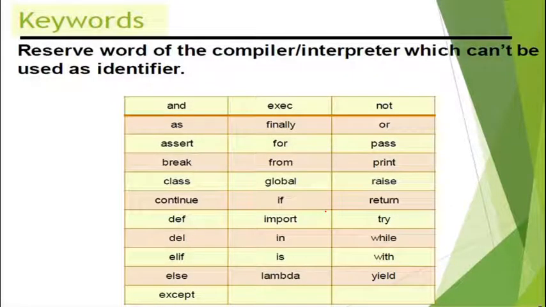Now we will discuss all the tokens in detail. The first one is the keyword. Keywords are the reserved words of the compiler, interpreter or the language which we learn, and they cannot be used as identifiers. The second token is the identifier, which are the names given by the programmer to different parts of the program.